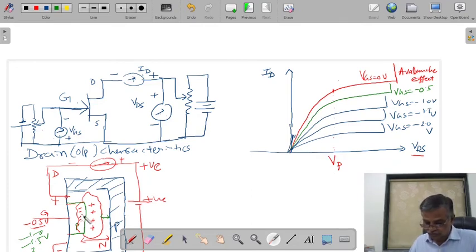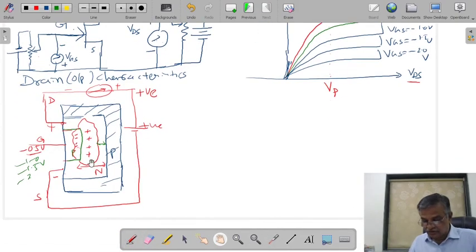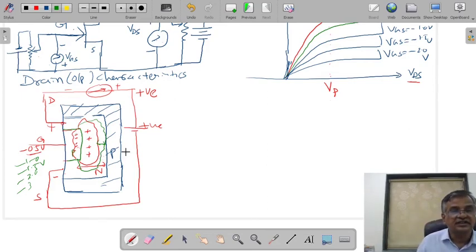So, you may have a question: is it possible to totally block the entire conduction channel? Yes. As you increase this voltage, minus 0.2, minus 0.3, your width is totally closed, you can say. It is totally closed, so the current will be 0.